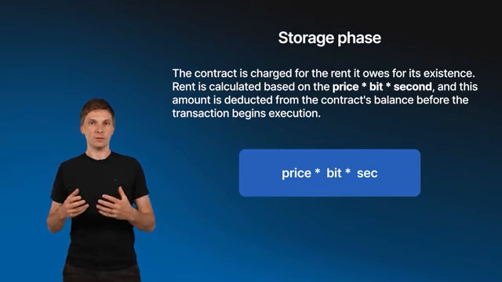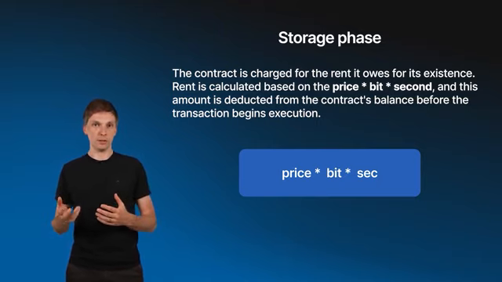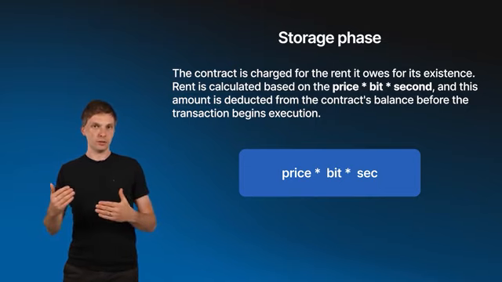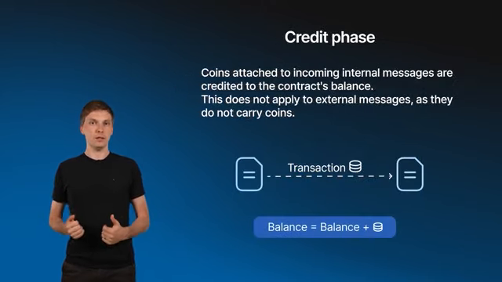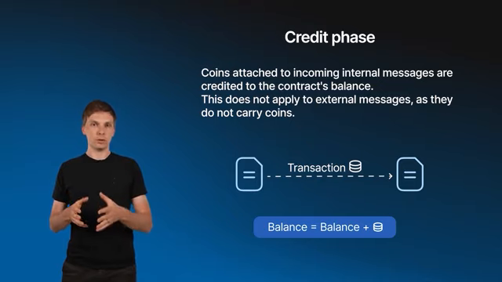So this means that if you hit a contract that is already past its rent, then it will not process any more data and it will just sit there in the idle state and wait till it's unfrozen by its owner and its balance is replenished. Once the storage phase is over and the contract has successfully reduced its balance by the rent, here comes the second phase, which is called the credit phase. This is where the coins attached to an incoming message get credited to the contract.